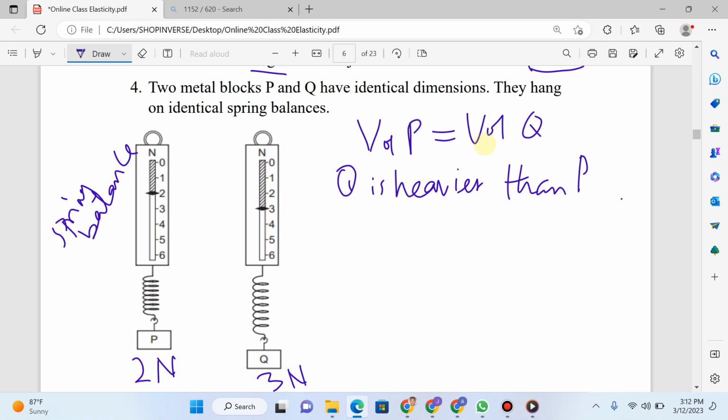Okay, and if you see that they have identical dimensions, that means they have the same volume. If two objects have the same volume and one is heavier, that means the heavier one is denser. So you can conclude that Q is denser than P. That's what it means. Now let us answer the question.